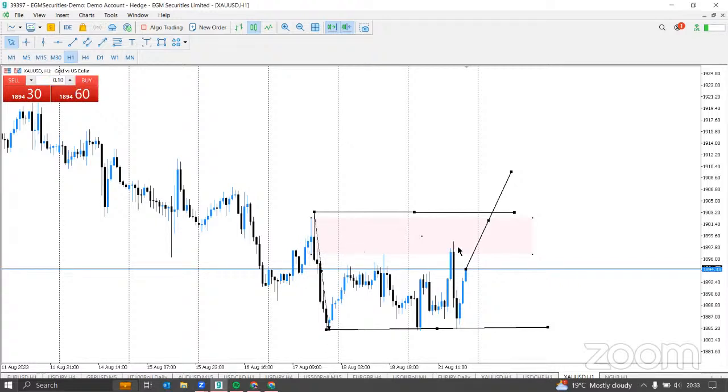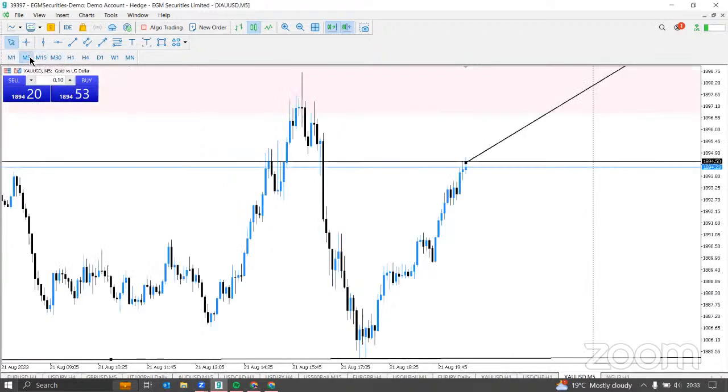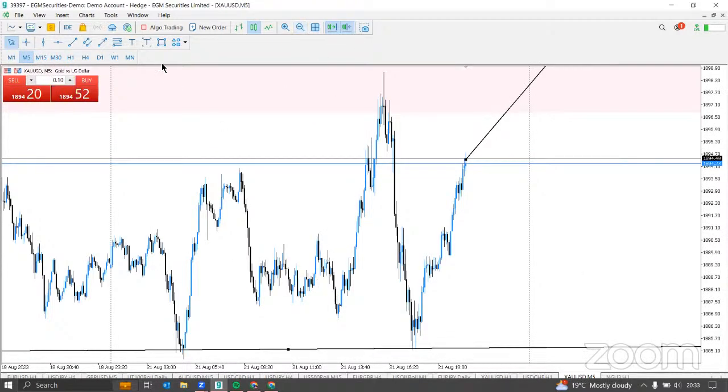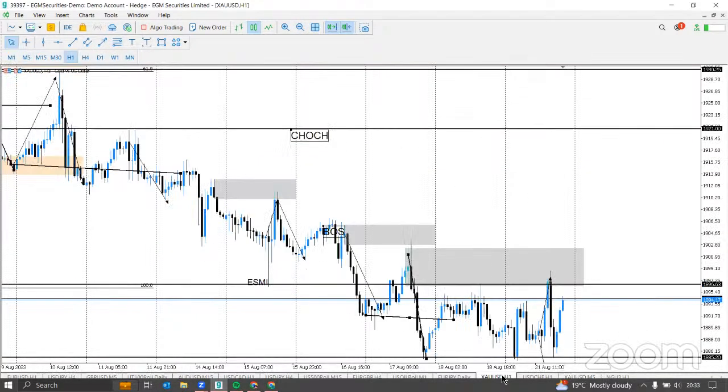So coming into today, one thing you need to know is market structure is fractal in nature, meaning the principles that apply on a higher time frame apply on a lower time frame. So on a lower time frame, M5 to be specific, what were we looking at? We were looking at price to rally.